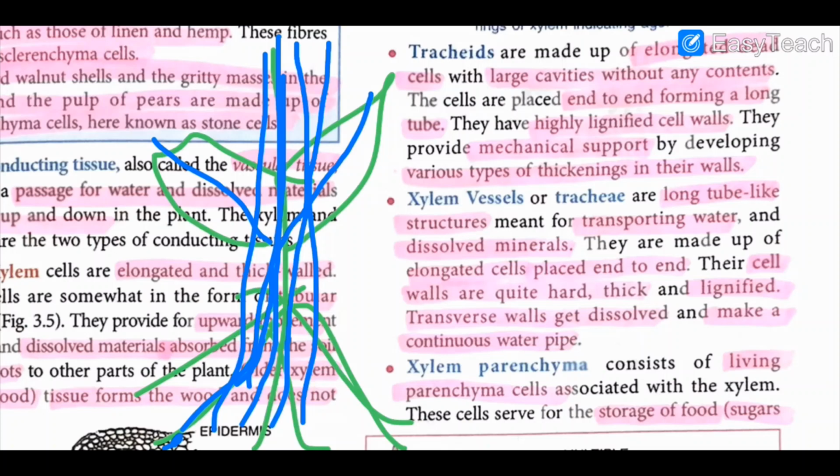So while tracheids have highly lignified walls, xylem vessels have very hard walls. So you see the difference here, right? Then the third one is Xylem Parenchyma. This is the living part of the tissue, and it consists of living parenchyma cells associated with the xylem. These cells serve for the storage of food, sugars, and starch, and also help in the conduction of water and minerals. So these were the three subtypes that we have under xylem. Now let's go on to phloem.